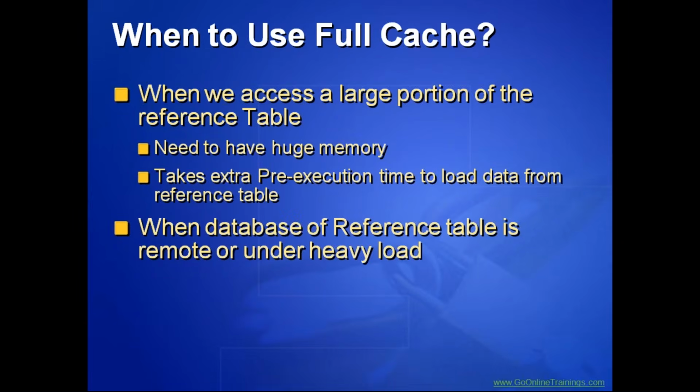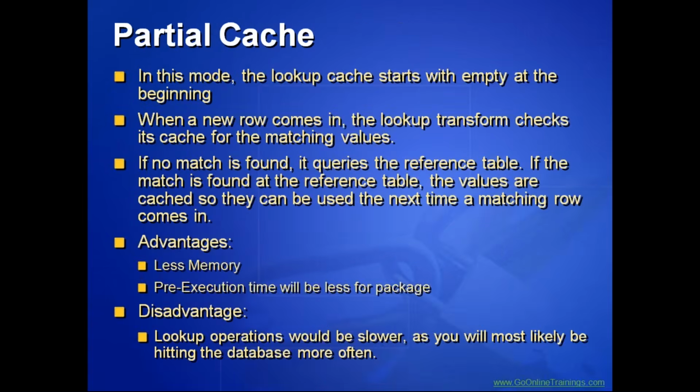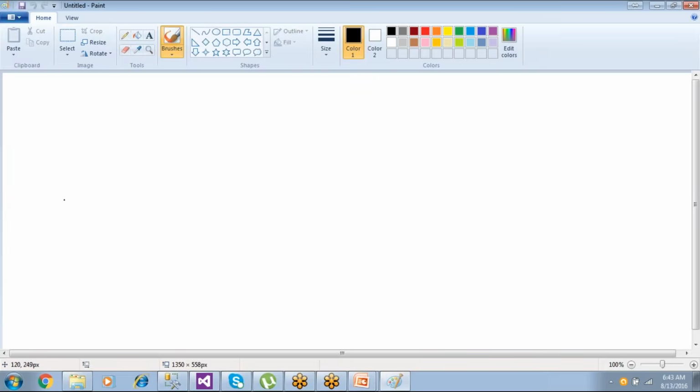Now what is going to happen? All the data from the reference table will be loaded to the cache, and the comparison will happen from the source to my cache. Source to my cache, and again the story is the same: matched rows and unmatched rows. That is what we have to talk about with lookup cache options. The next option we have to understand is partial cache. In this mode, the lookup cache starts empty at the beginning. Let us understand it diagrammatically so that it will be very clear.